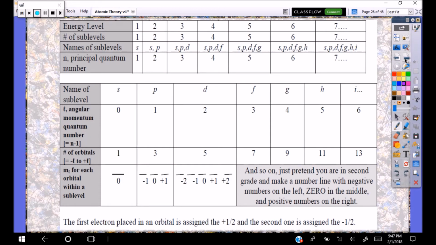This is just a good recap and summary of everything. If you want to take a look at this, go ahead and pause, breathe it in, digest it, get used to it, and we're moving on.